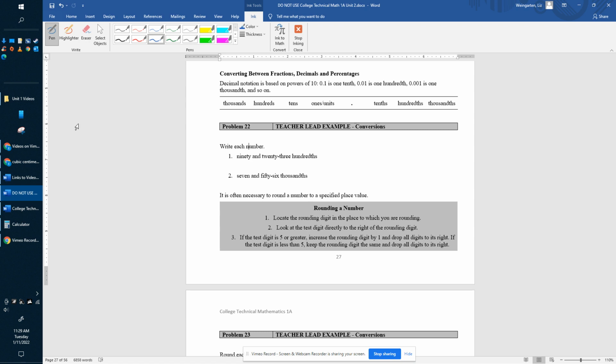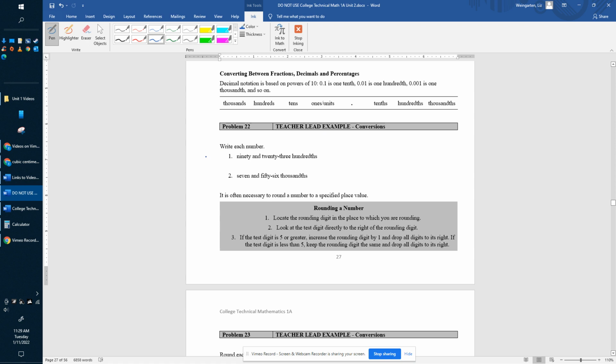When we are talking about rounding, we are going to be looking at the thousands, hundreds, tens, ones, or units. Here's our decimal point. We'll have our tenths, hundredths, and thousandths. So keep these terms in mind as we run through some of these examples.